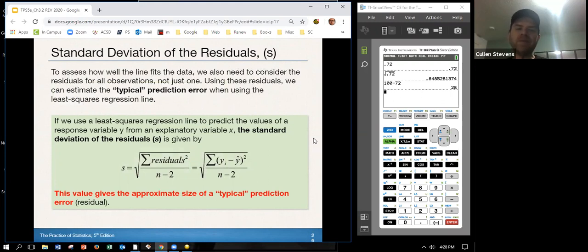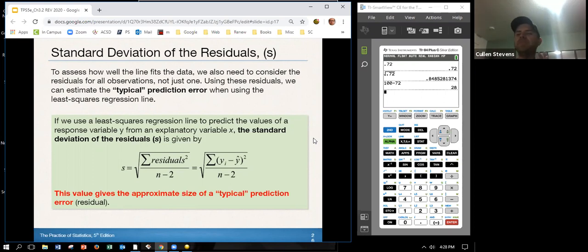Another thing we don't have to worry about doing by hand is called S, and that's the standard deviation of the residuals, okay? So S is going to be given to us in almost every case now. If we want to assess how well the line fits the data, we need to consider the residuals for the observations, not just one. We take a whole collection of the residuals, and then using the residuals, we can estimate the typical prediction error.